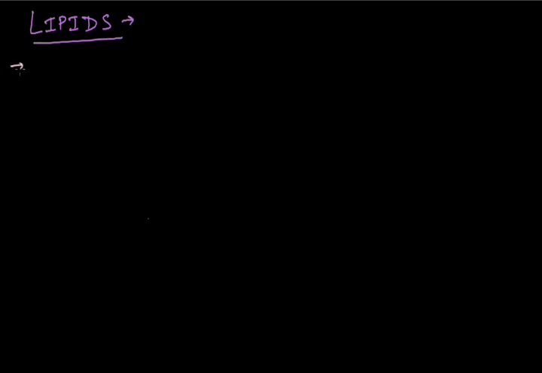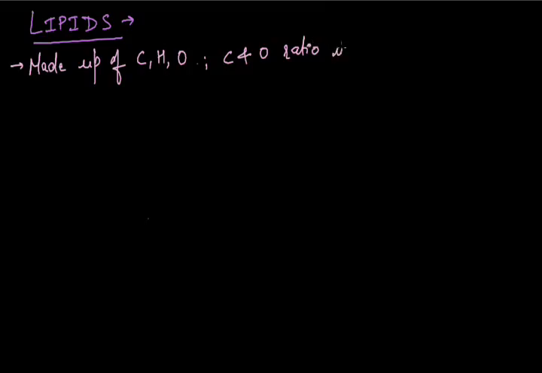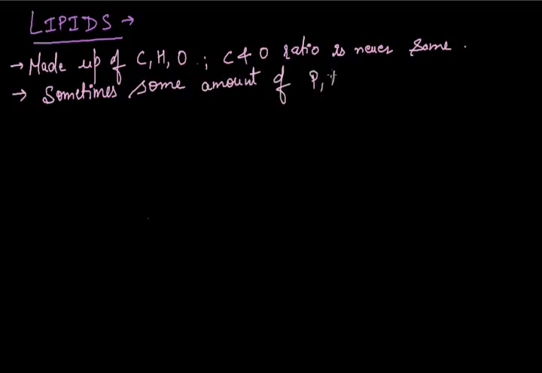Lipids are made up of carbon, hydrogen, oxygen, where the carbon and oxygen ratio is never the same. Sometimes a small amount of phosphorus, nitrogen, sulfur are also present.